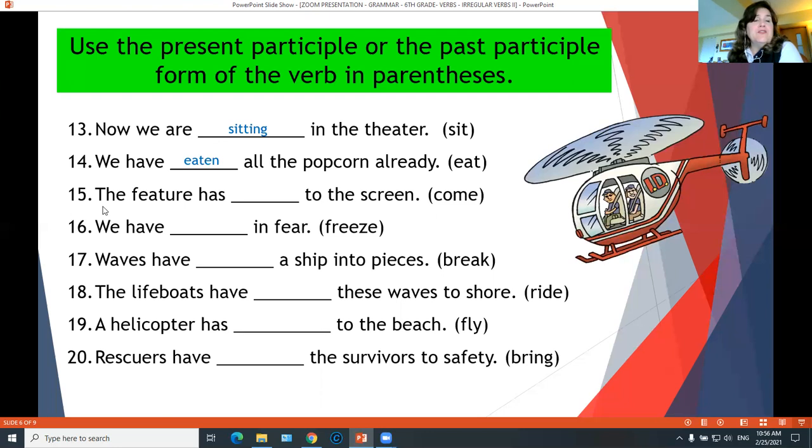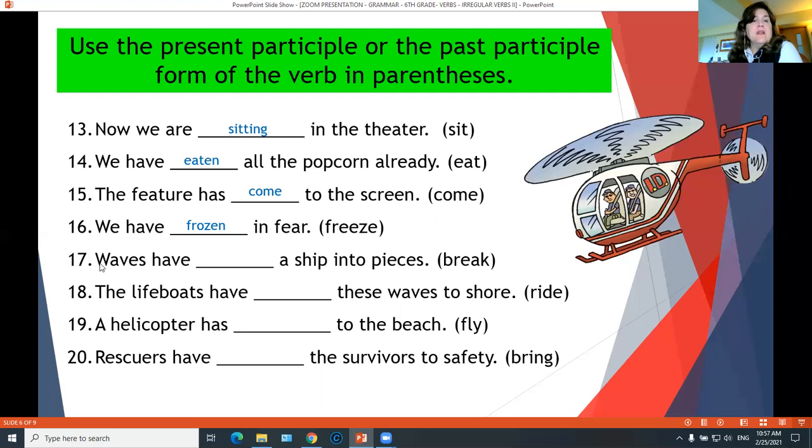Let's see number 15. The teacher has to the screen. We have the verb have, okay, here. So we have to put the verb in past participle, okay? So the teacher has come to the screen because the past participle of the verb come is also come, okay? Number 16, we have in fear. We have the verb have, so that gives us the hint that we need to use past participle. So the past participle of freeze is frozen. We have frozen in fear.